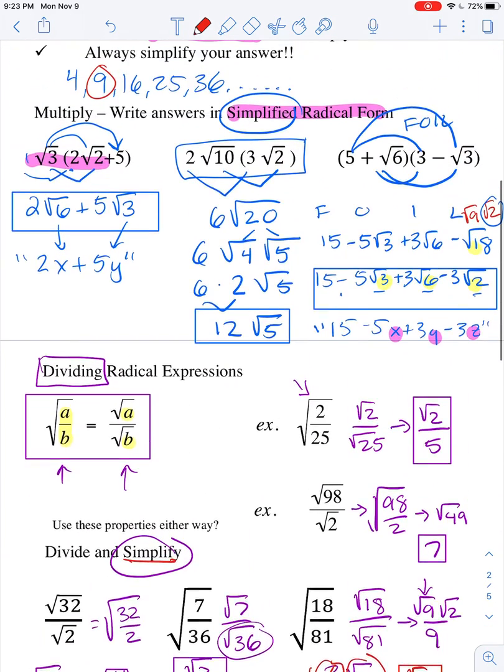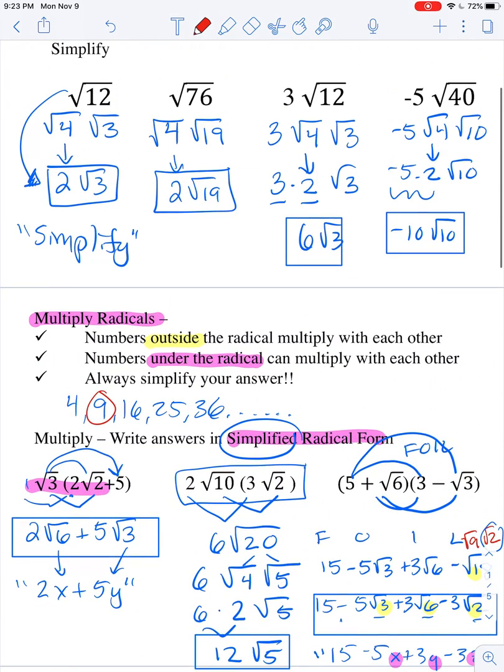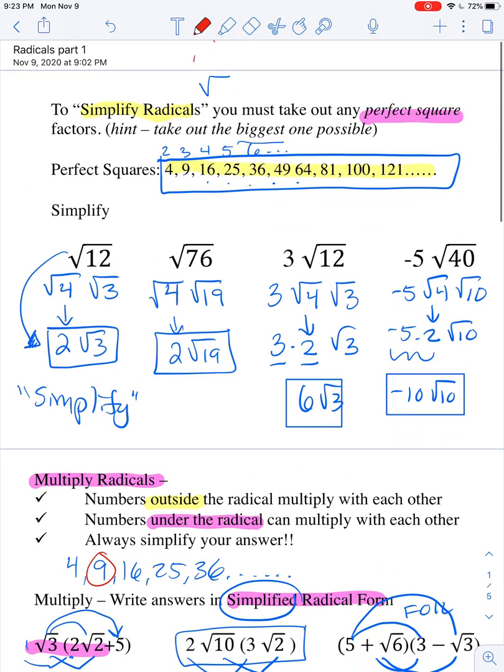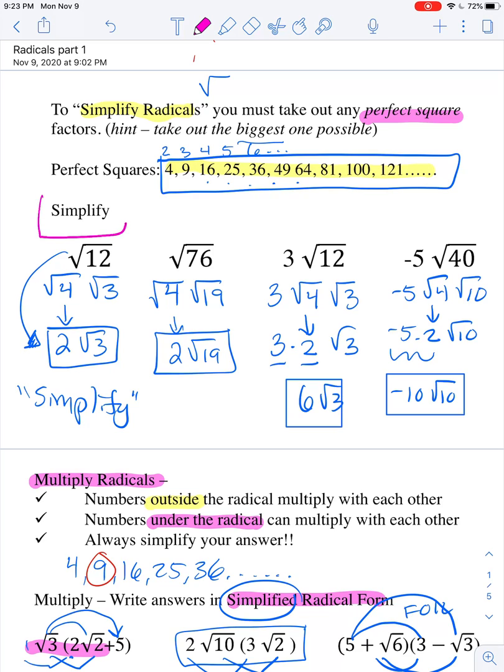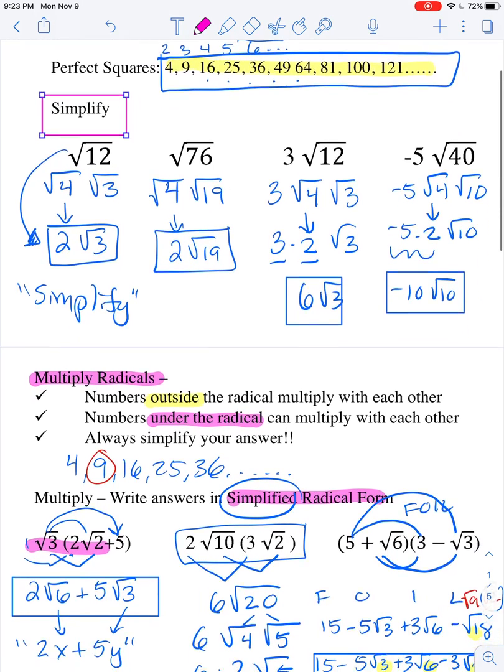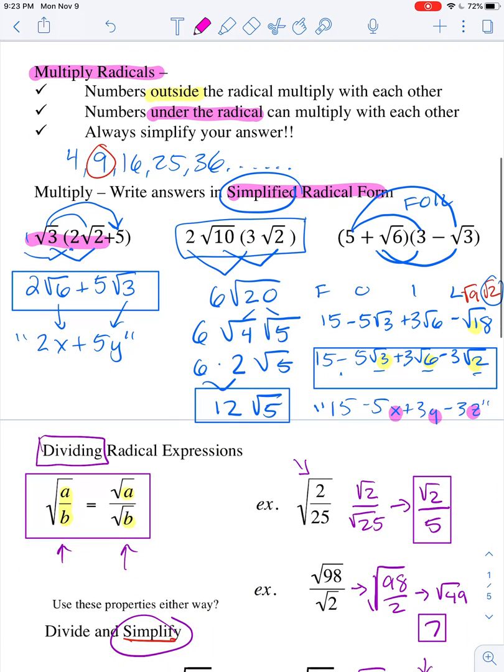All right, the grand finale for this part 1. So far, what do you have to be able to do? Like, what are your verbs that you need to know how to do? And here they are. You need to know how to simplify. That's going to be something that if you see that verb, you know to get out as many of the perfect squares as possible. You're going to need to be able to multiply.